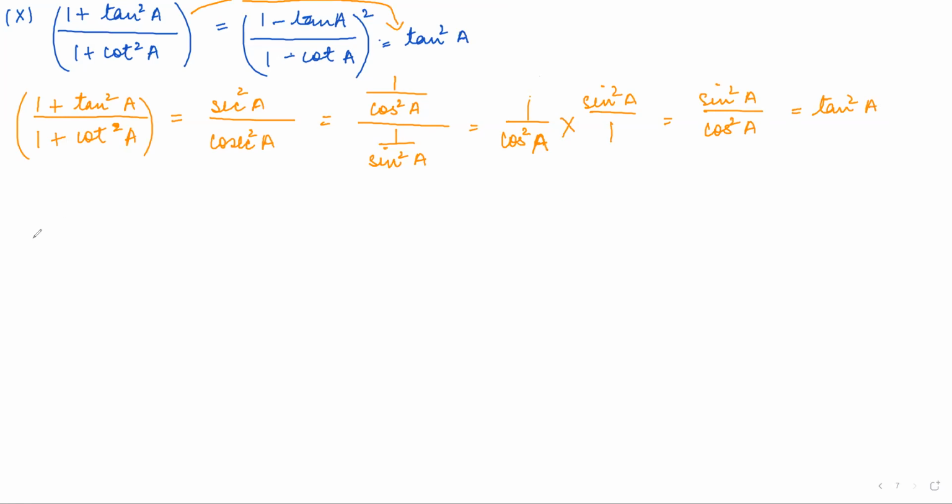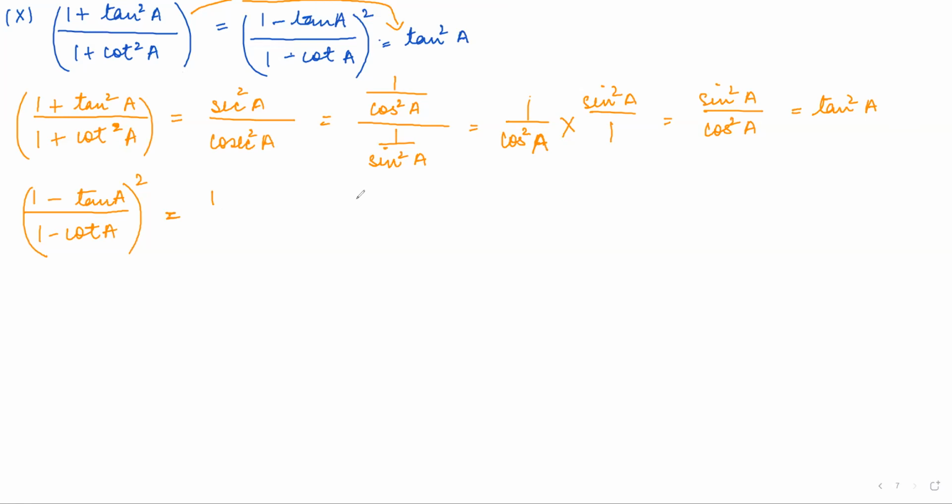Now let us show the second term also. Second term is 1 minus tan A and then divided by 1 minus cot A whole square. So inside you don't have the square. This time the square is outside. Ma'am, does the question mean we have to get all of them as tan square A as the answer? Basically, you have to show both these terms equal to tan square A, right?